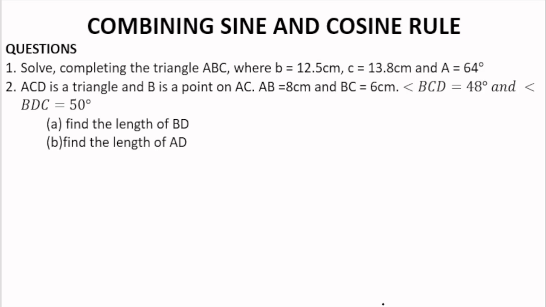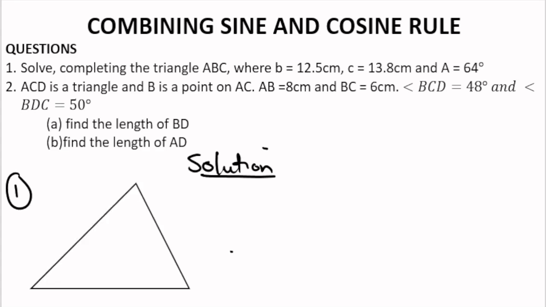Now let's start. We'll be starting with question number 1. To solve question number 1, we'll have to draw the triangle. After we have drawn the triangle, we'll have to look at question number 1 and follow the instruction given there. It says solve, completing the triangle ABC. So since we are completing the triangle ABC, we'll have to label this A, B, and C.